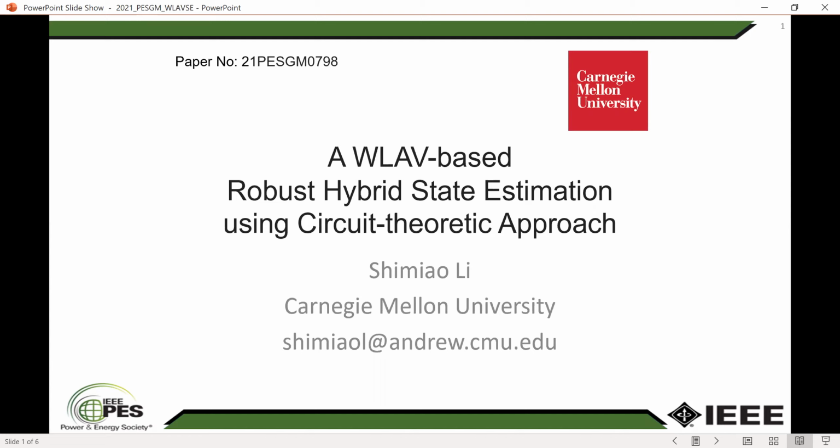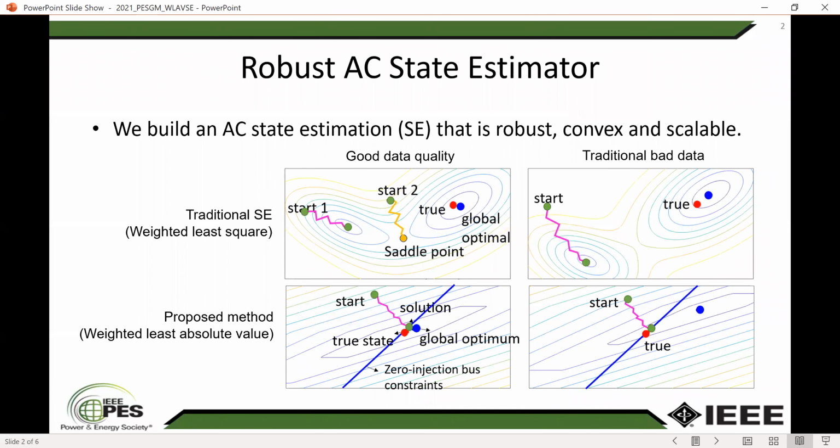Hi, today I would like to share with you a robust hybrid state estimation using weight-least absolute value method. State estimation is a central and fundamental unit in power grid operation. It takes in grid measurement data to output the estimation of state variables using an optimization problem. The solution is then used in many analysis and decision-making processes.